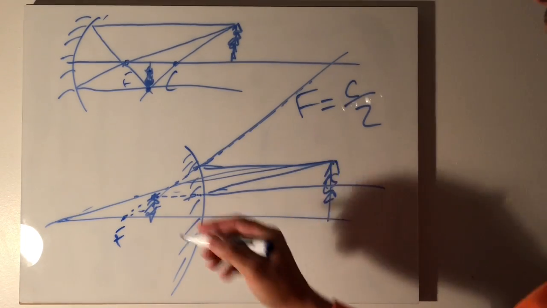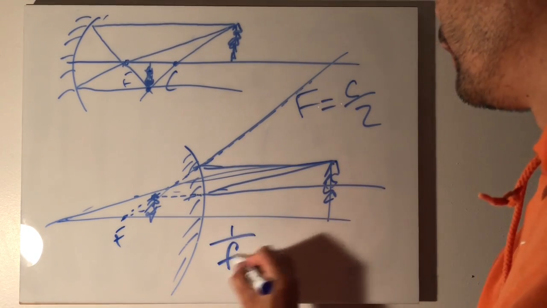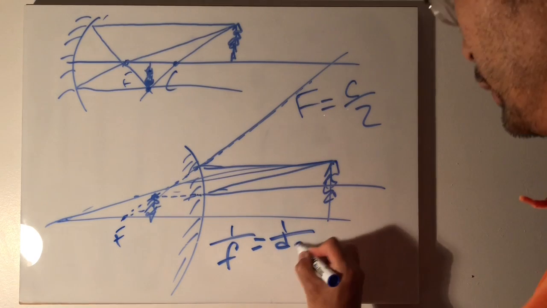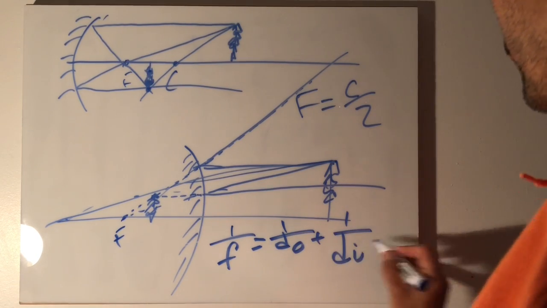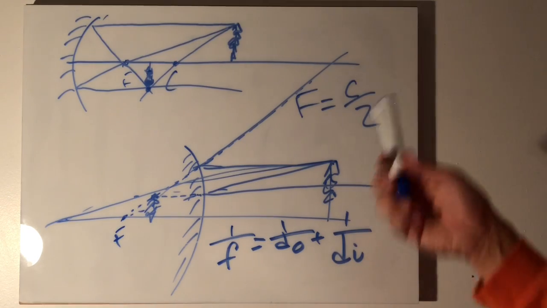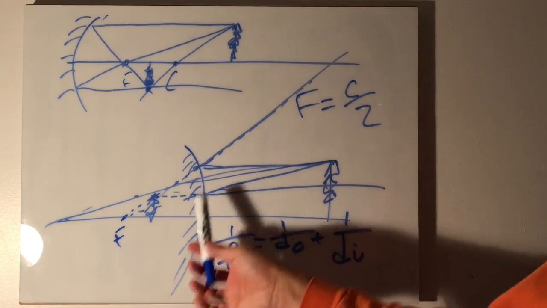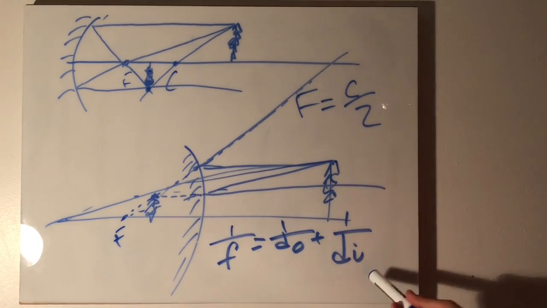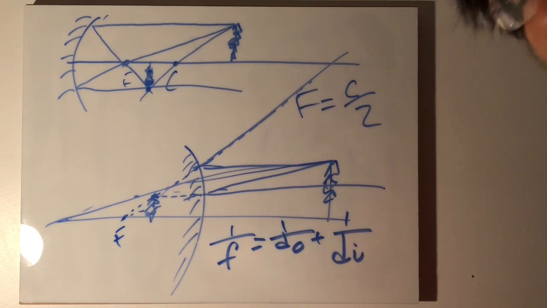And then to figure out the actual numbers, you would use 1 over f equals 1 over do plus 1 over di. If they give you the distance to the object from the mirror and they give you the focal point, then you can figure out the image distance, and vice versa, back and forth.